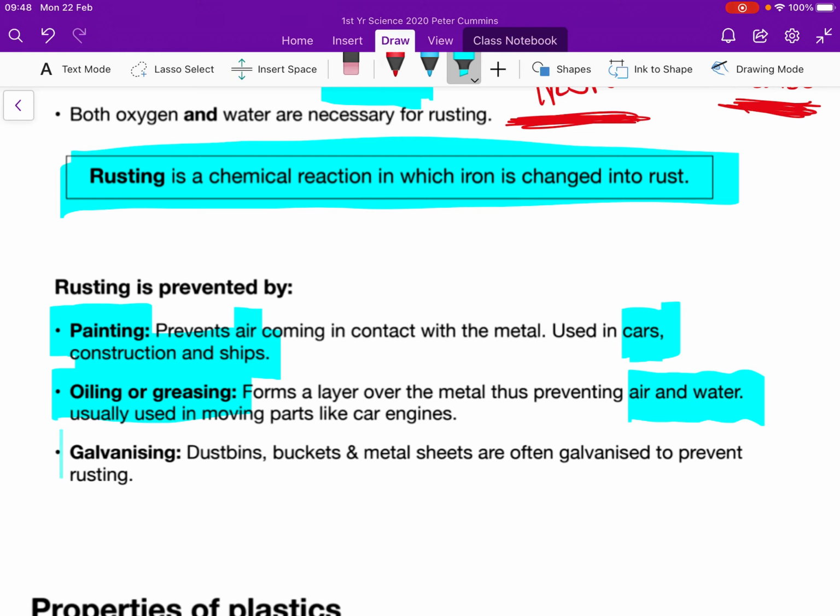This is a fancy one here, galvanizing. So you can paint it, you can oil it, or you can galvanize it. So you can coat it in another metal. Things like a bucket, or metal sheets that you're going to use in buildings, you can galvanize them. So you're going to cover it in another metal, a coating in a different metal.